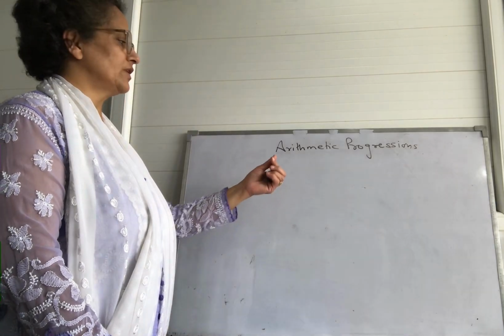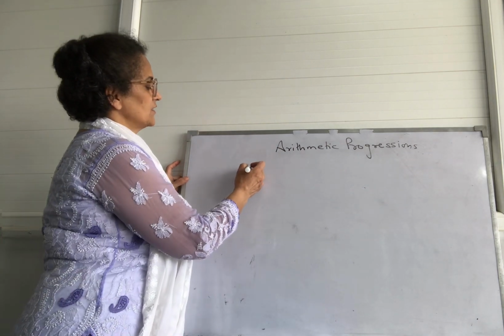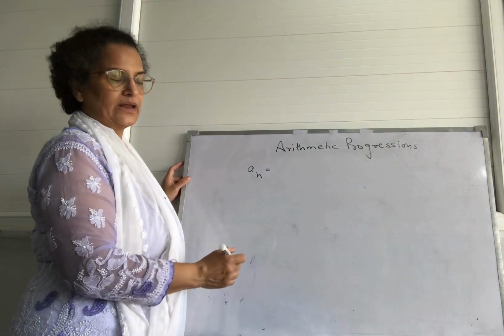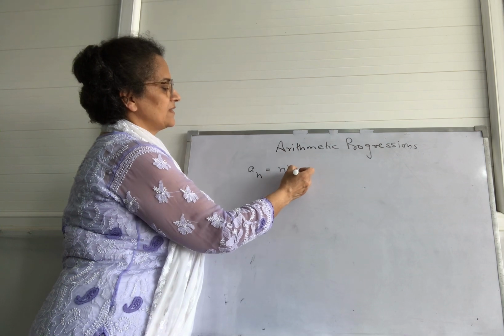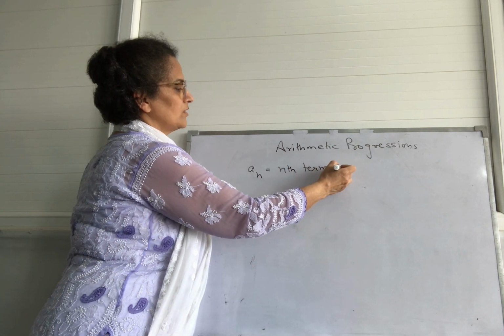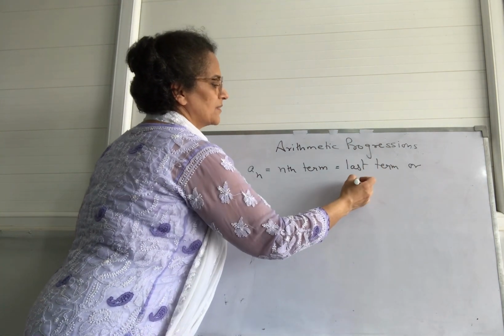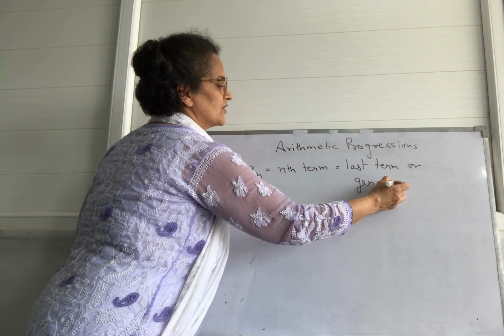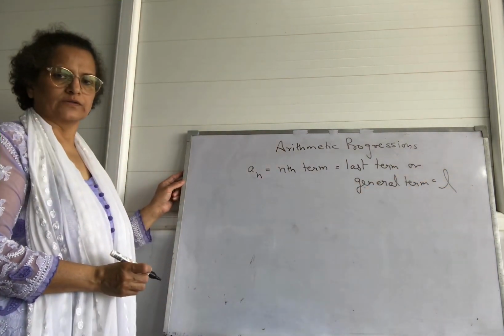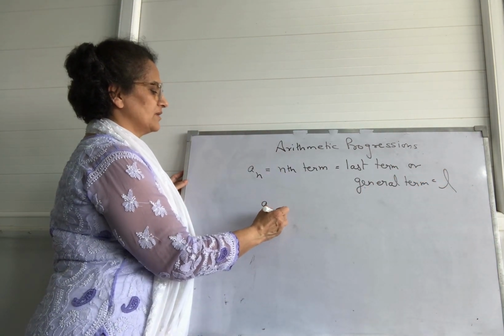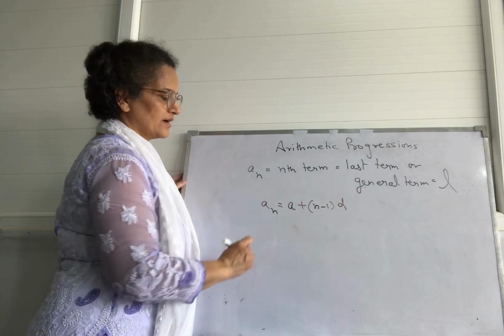In an earlier video, we have learnt about the nth term when we were talking about arithmetic progressions. So an is my nth term. You call it the last term also, or sometimes you will see it mentioned as the general term, and this is labeled as L also. And what is the formula we have learnt? An is a plus n minus 1 d.